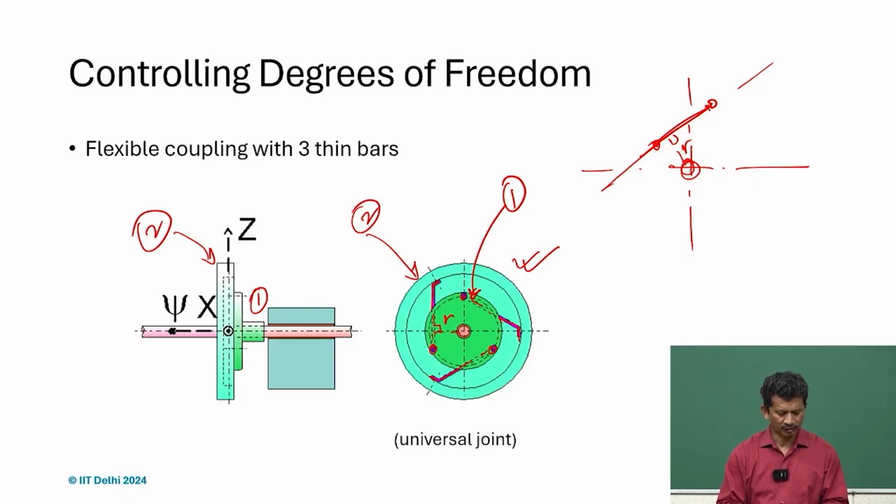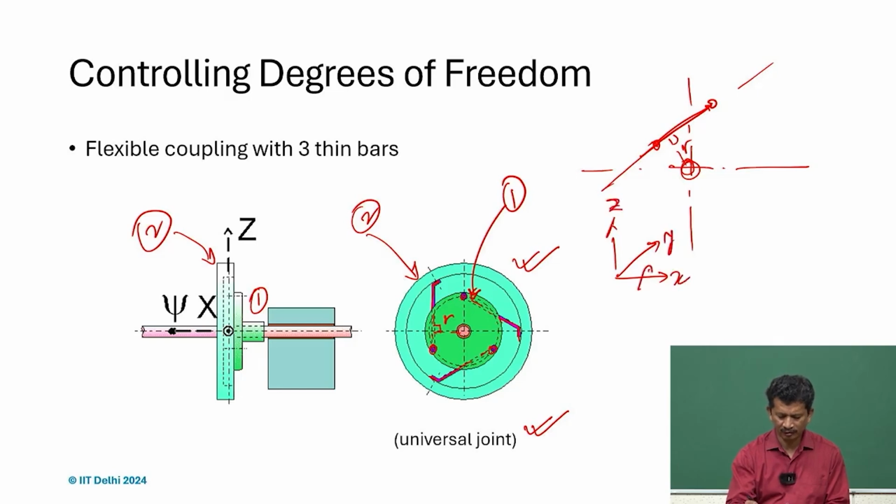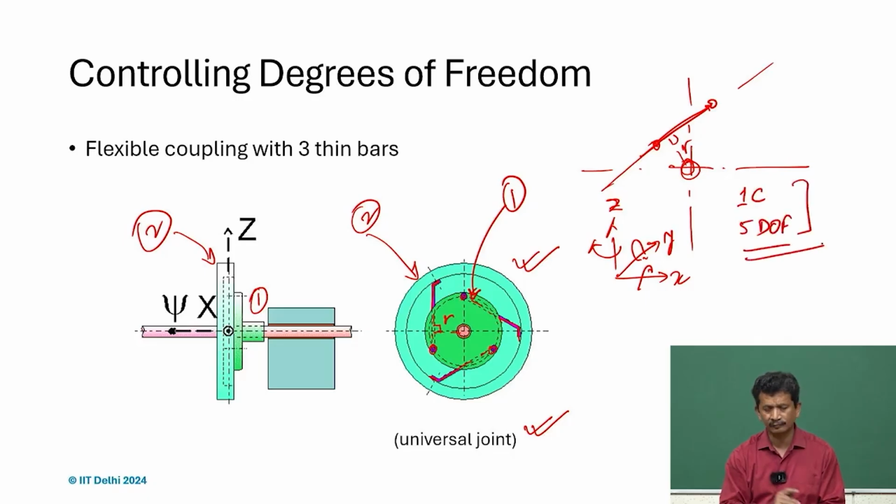So, another embodiment, and what you can also see is that it is equivalent to a universal joint. So, it can flex easily, and you can check yourself: you can define the different axes x, y and z, and even think of the rotation, and you can check yourself how we are getting one constraint and 5 degrees of freedom in this case.